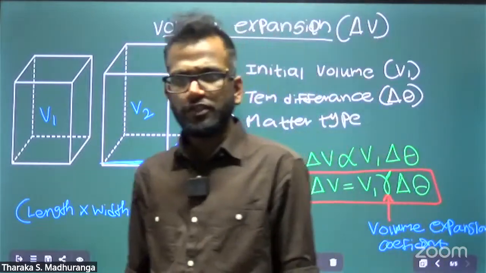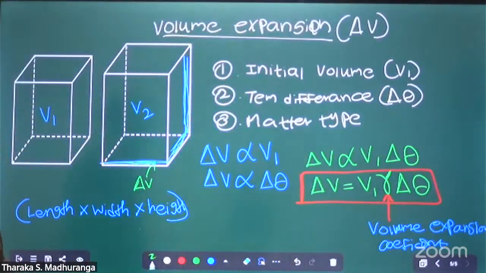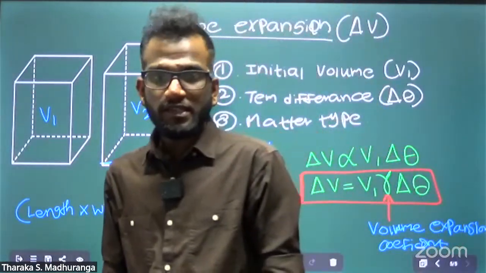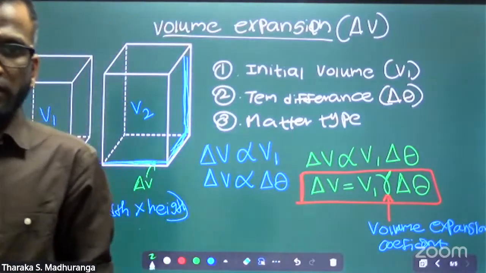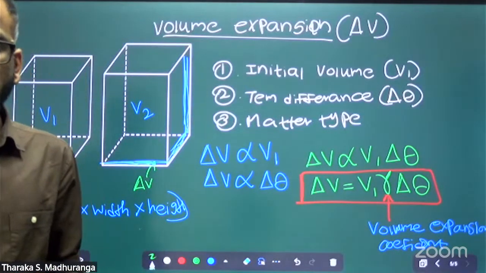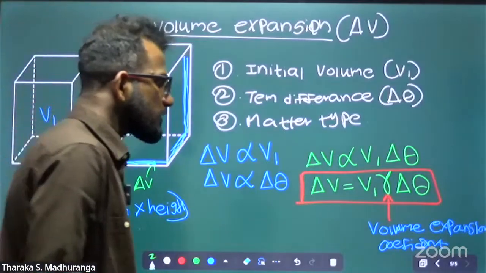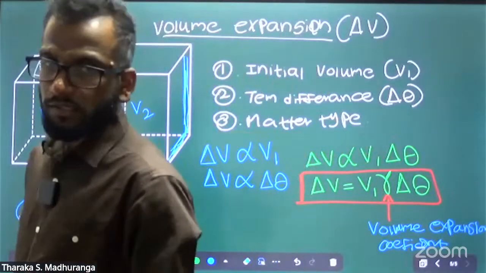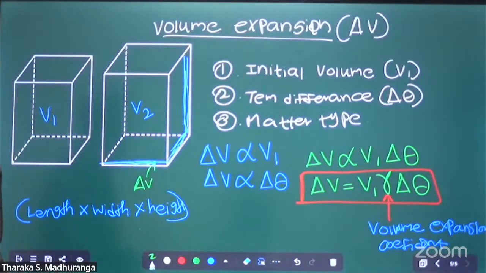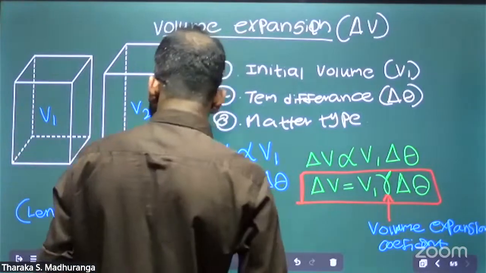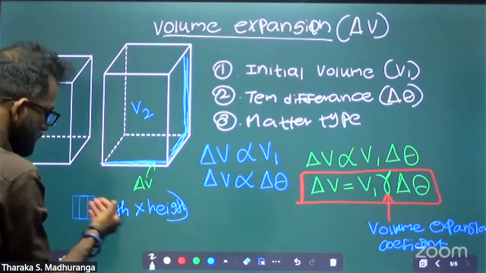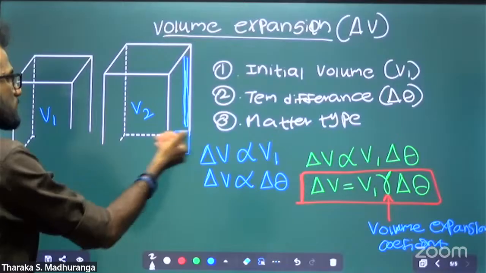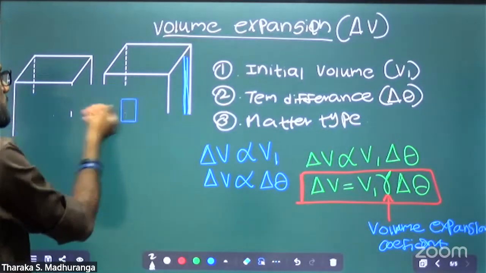Volume expansion coefficient, within bracket gamma. Write down: the gamma is a constant. It depends on the material type.